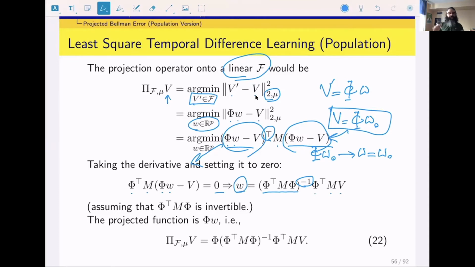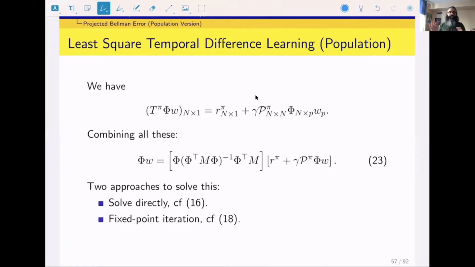To find the function, we have to multiply phi to the left side of W. So the projected function, the projection of V, which is a function, can be written as phi times (phi transpose M phi) inverse, phi transpose M V. So that's the form. It looks a bit complicated, but we got it.